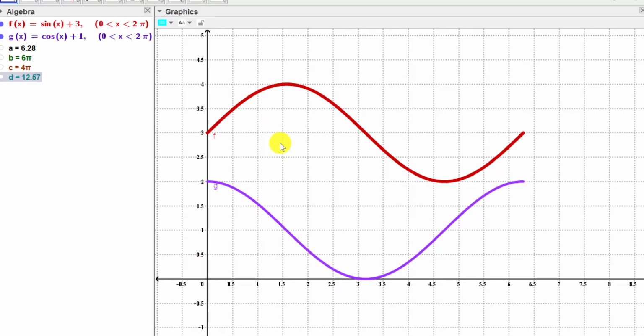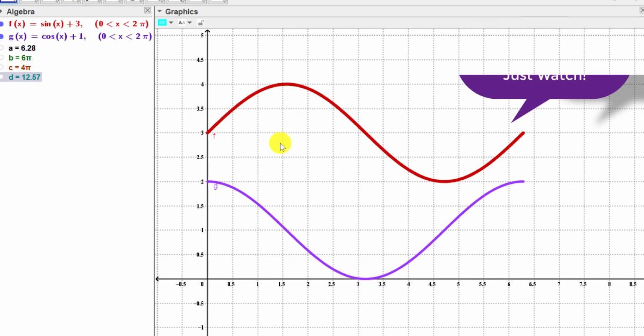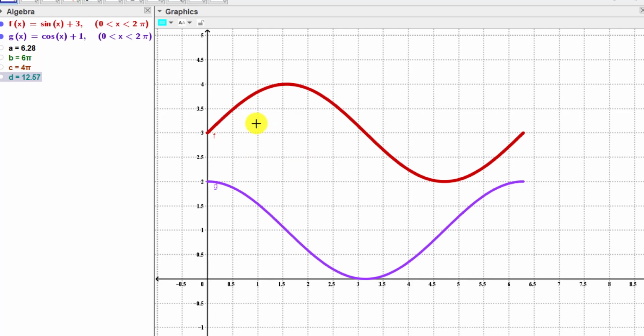2.2, the area between curves. In this next section, we're going to discuss how to determine the area between two curves. So what that means is we're going to integrate both functions and determine the area between them. So my goal then is to find this area inside of here.